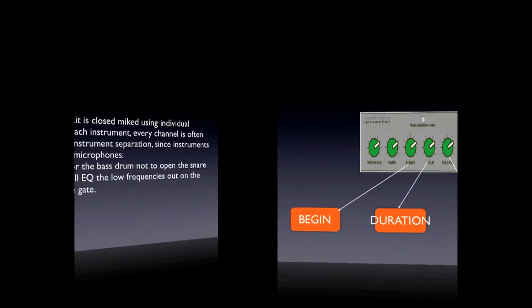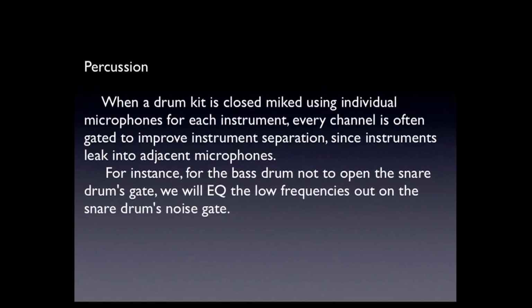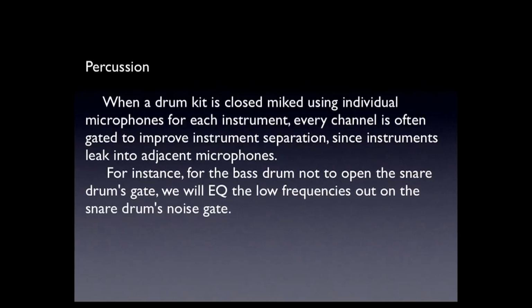When a drum kit is close-miked, using individual microphones for each instrument, every channel is often gated to improve instrument separation, since instruments leak into adjacent microphones. For instance, for the bass drum not to open the snare drum's gate, we will EQ the low frequencies out on the snare drum's noise gate.